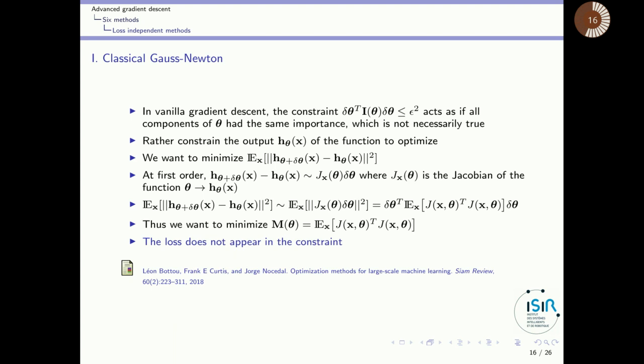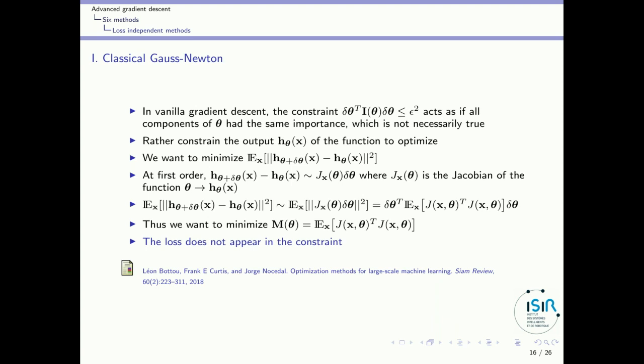Let's first consider the classical Gauss-Newton method. The idea is that in vanilla gradient descent, the constraint is expressed this way, where I here is the identity matrix, so you can just remove that term. That means that we want the parameters to move in such a way that the distance in the parameter space is inferior to epsilon squared. So this acts as if all components of theta had the same importance, which is not necessarily true. In fact, we are not much interested in the distance in the parameter space. We are more interested in the distance in the output space of the function that we are optimizing.